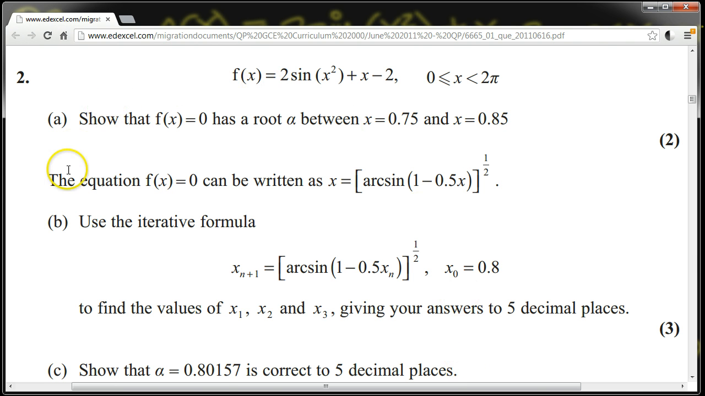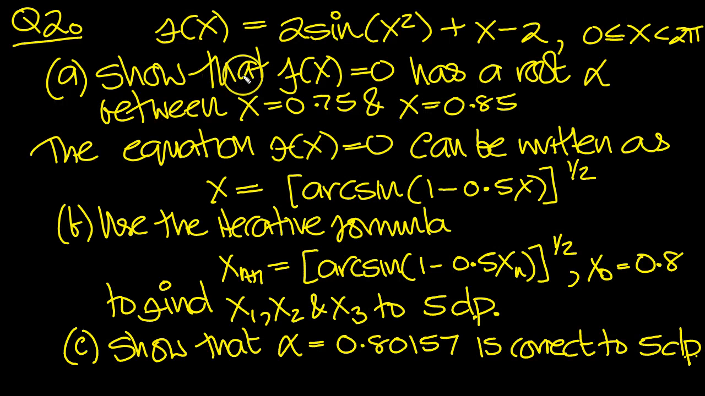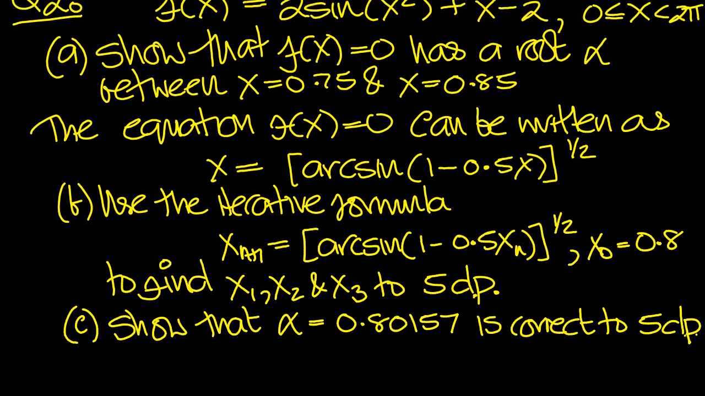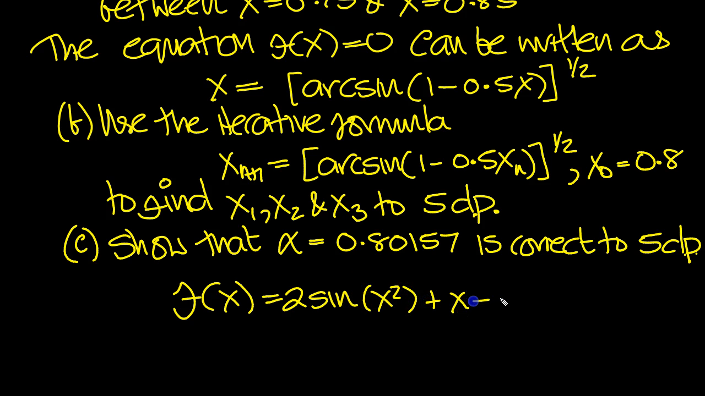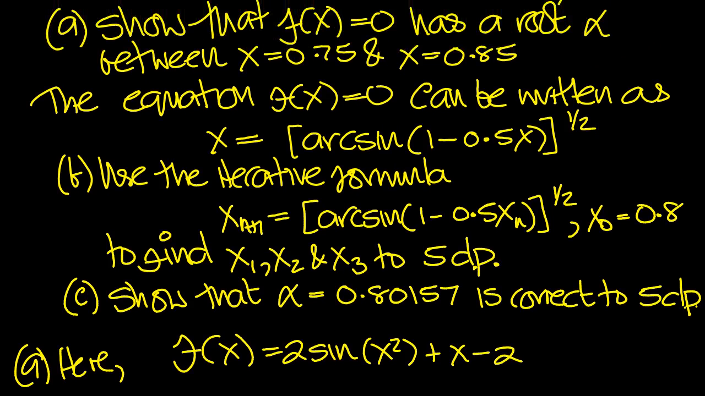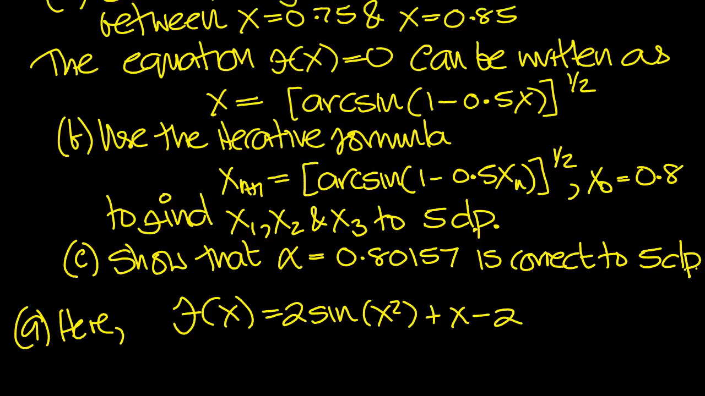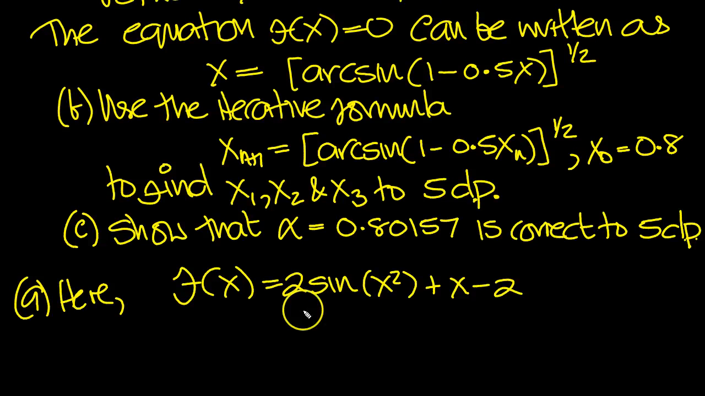So let's have a little look at this then. I've summarized the question here. Show that f of x has a root first of all. So 2 sine x squared plus x minus 2, between 0 and 2 pi, isn't it? So we've got this function f of x. We need to show it has a root between 0.75 and 0.85.